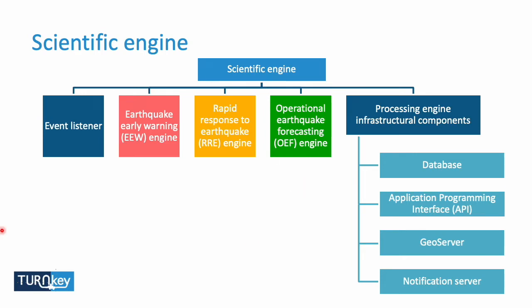So we have other components, the event listener that listens to the event and then sends the earthquake locations and magnitude to the different engines, and then we have another component, which is processing engines for the different information or different layers from the database to the application programming interface and the geo server where all different results are sent before they are visualized in the graphical interface, and also a notification server, which is a two-way communication. So we will go into details one by one of these three main engines of the platform to explain what this is about exactly.